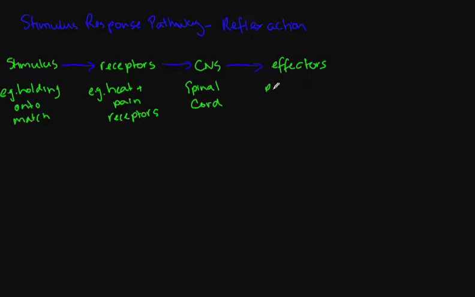So in our example, the effectors would be the muscles of the arm and hand, and finally the response. So the response in this circumstance is that we drop the match and our hands move away from the heat source.